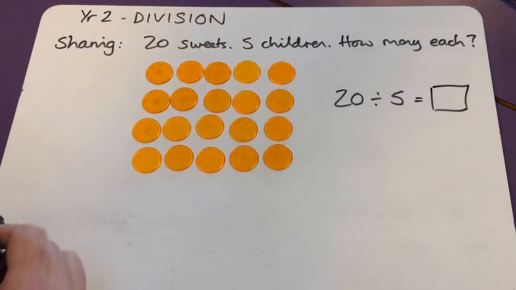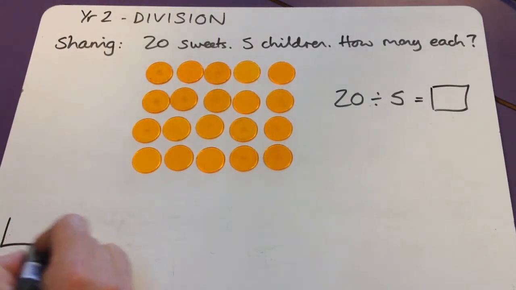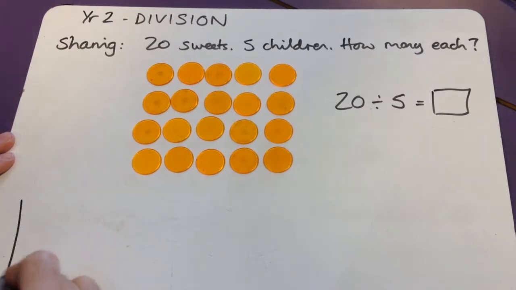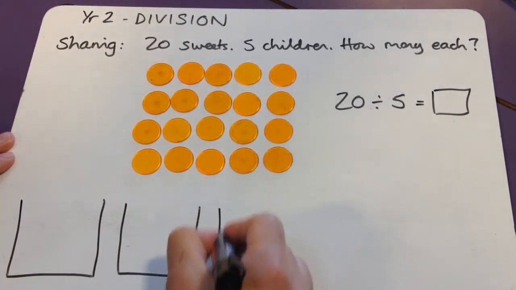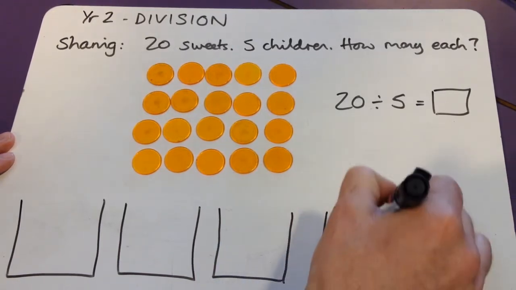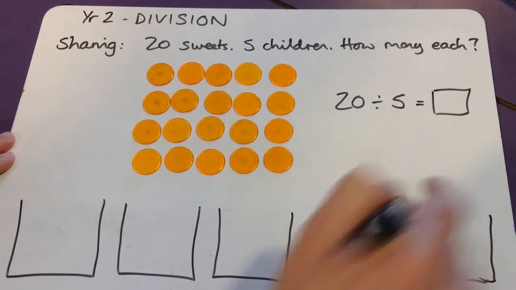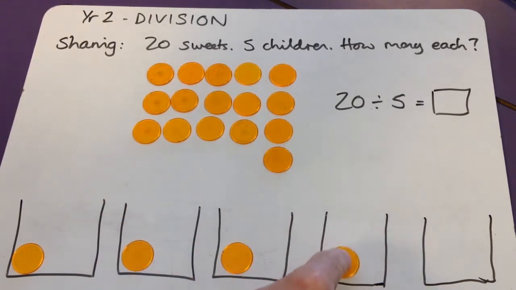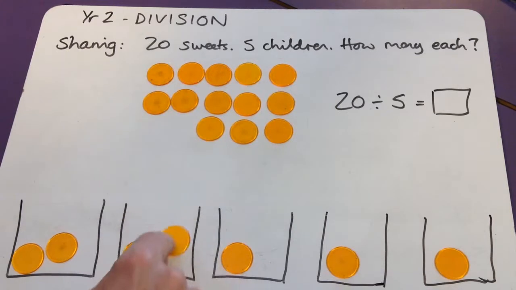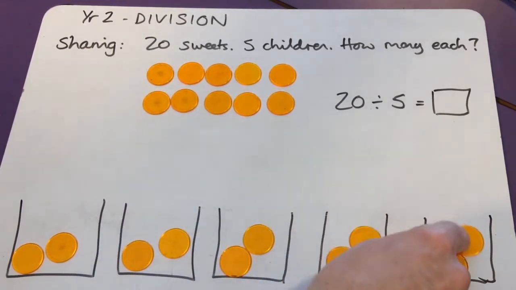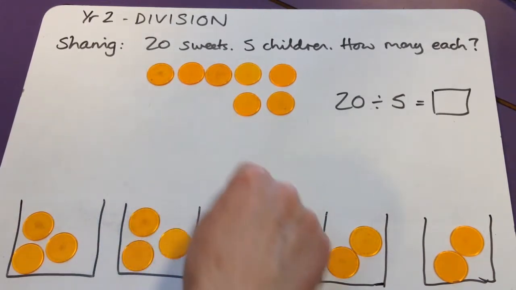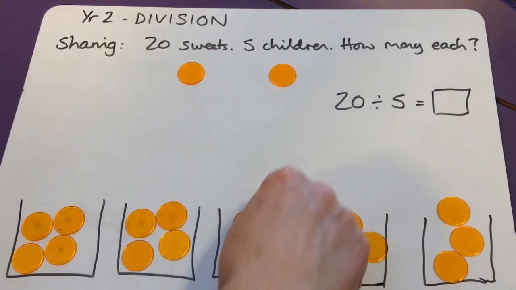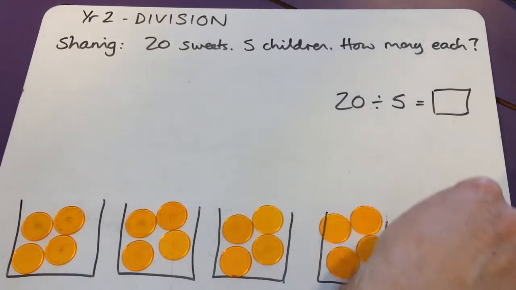So we could put 5 pots. Oops, that's not going to be big enough. Let's clean that off. 1, 2, 3, 4, and 5 pots. And then we're going to share those out. 1, 1, 1, 1, and 1. Keep going until all of the sweets are shared out, one at a time into each pot. Pots aren't going to be quite big enough. There we go.